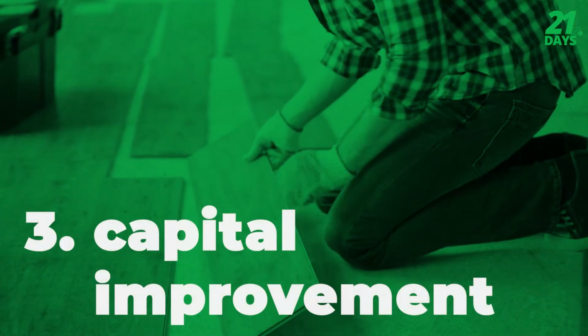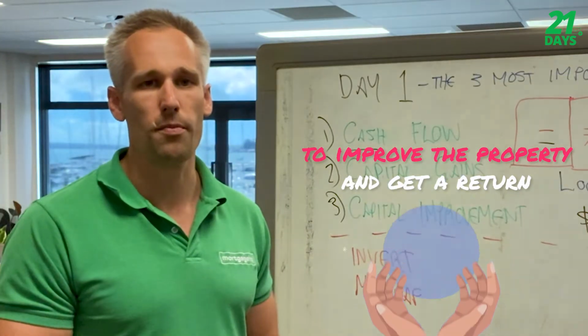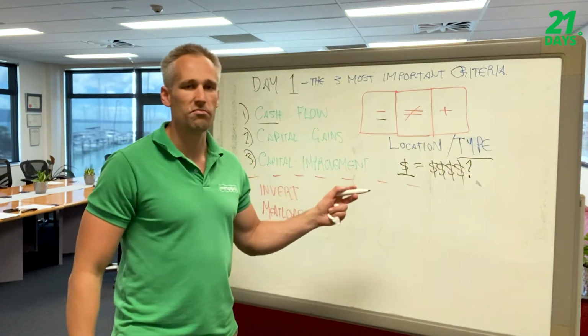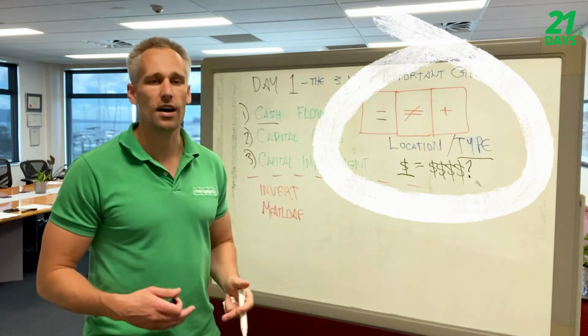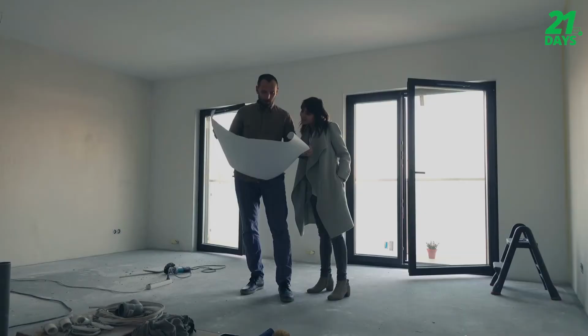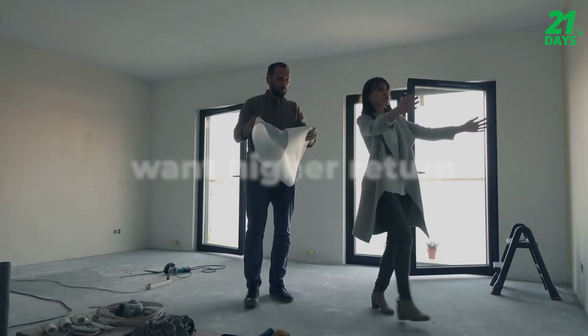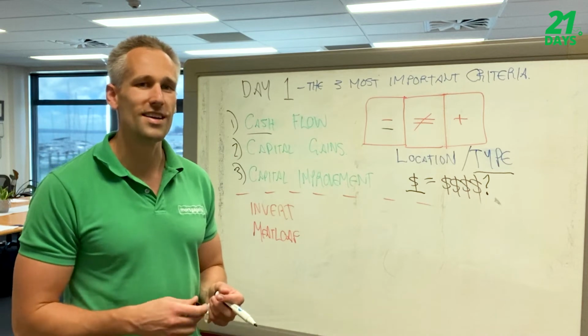And number three, capital improvement, is around renovations. It's around spending money to improve the property and get a return. So what does this mean? It means maybe you're putting $10,000 in and you're getting a $40,000 uplift in equity gain. Generally speaking, when you're looking at renovations or improvements to property, you want a high return on your capital invested, especially if you're borrowing the money as well.